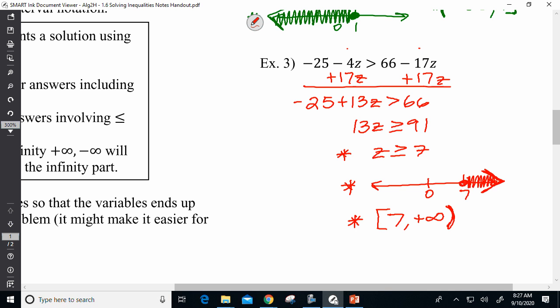Mr. Lowe. Yes, go ahead. How did you get to every consider? Thank you so much. Trying to do this without erasing anything. Oh well. Thank you so much for that. That should be regular. That should be open circle, which would make this parentheses 7, positive infinity. So yes, both of them should be parentheses. Like I said, Mr. Lowe's not perfect.